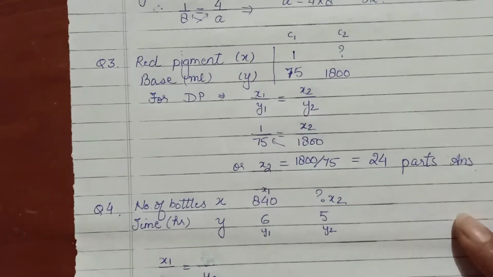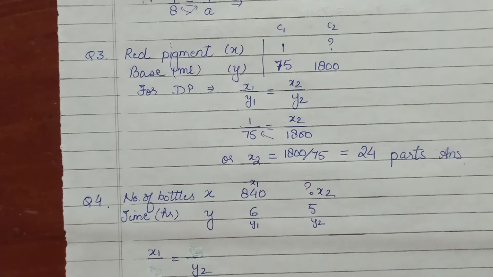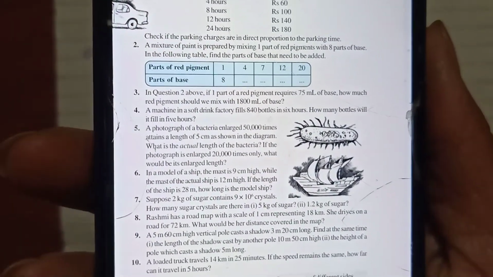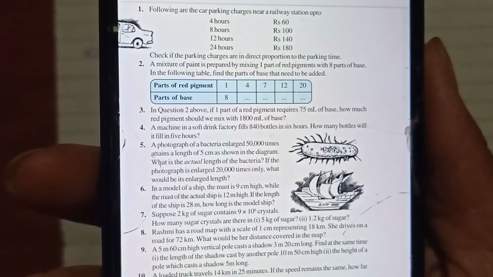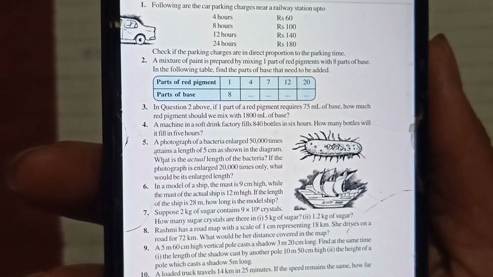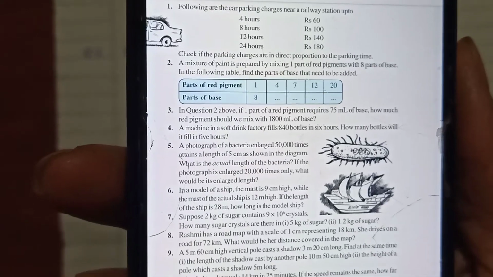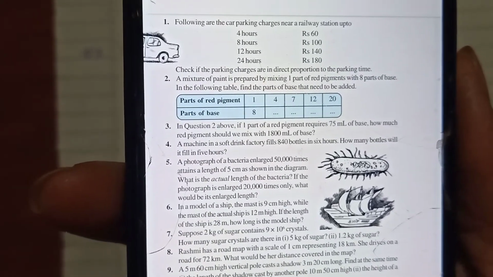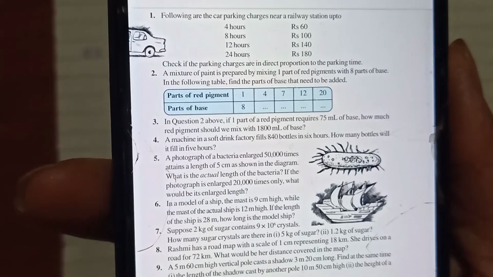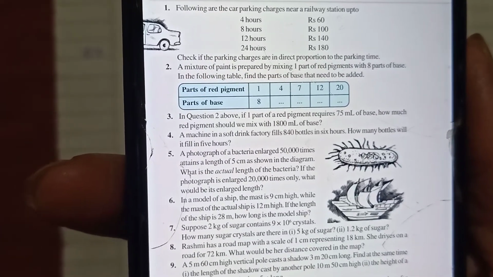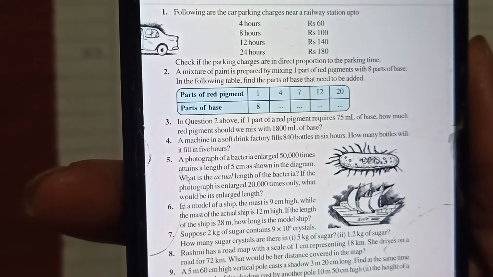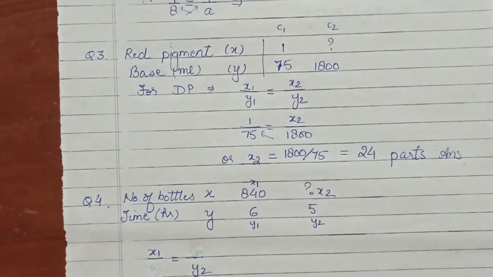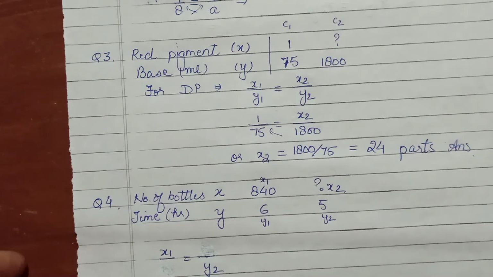Okay, then for the third one, they are continuing with the same example 2. So in question 2 above, if 1 part of red pigment requires 75 ml of base, there they were talking in terms of parts, and here it is given in milliliters. That's the only difference. Then how many parts of red pigment should be mixed with 1800 ml of base? Okay, so if you put it in tabular form, your work becomes easy.